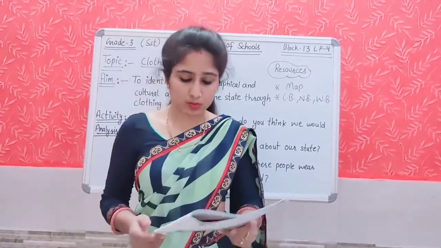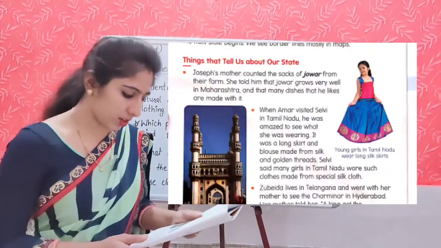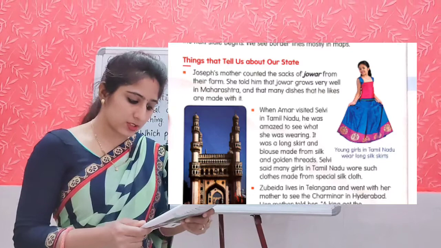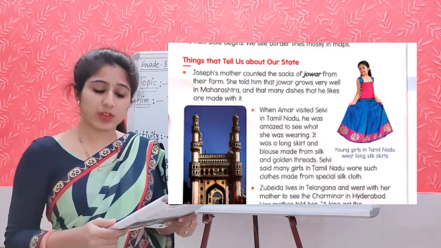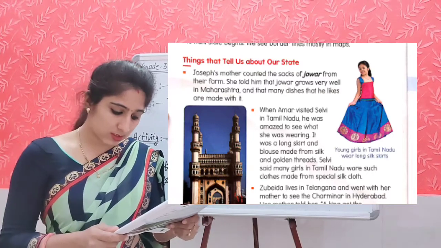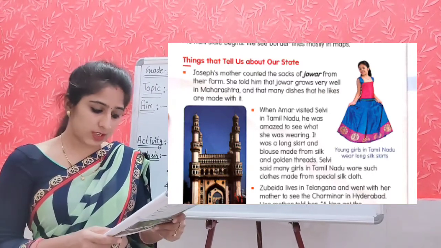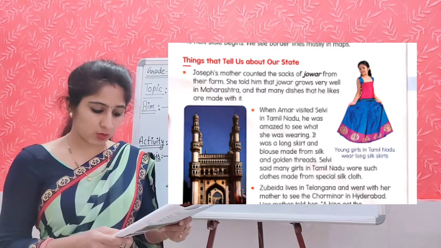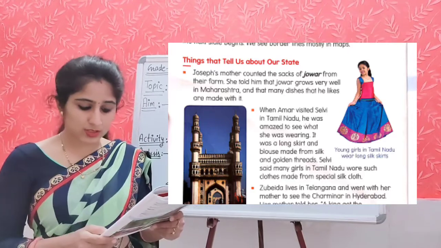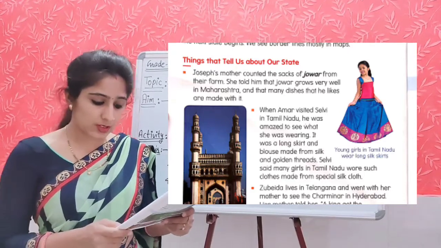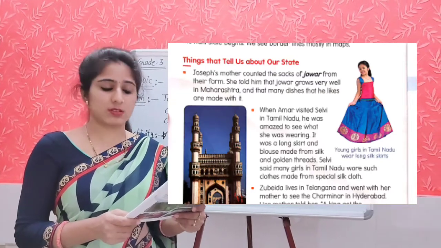Students, now let's move to the reading section. Open page number 26. Second paragraph. When Amar visited Selvi in Tamil Nadu, he was amazed to see what she was wearing. It was a long skirt and blouse made from silk and golden threads. Selvi said, many girls in Tamil Nadu wore such clothes made from special silk cloths. In this picture you can see this girl is wearing, young girls in Tamil Nadu wear long silk skirts.